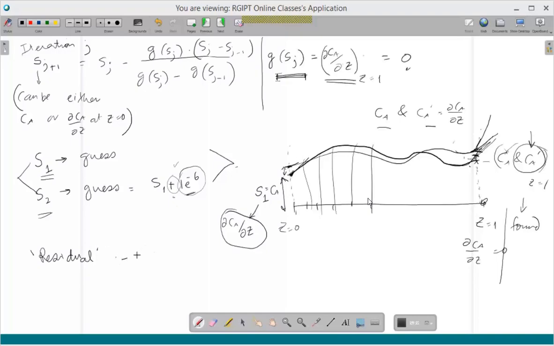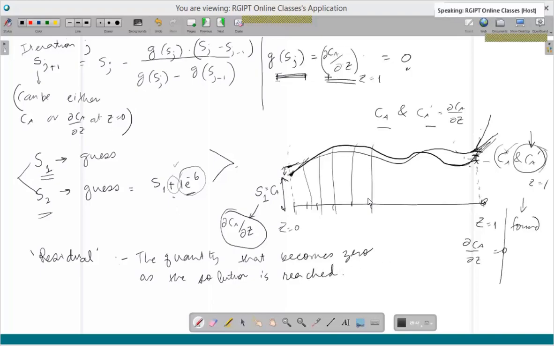Okay, the quantity that becomes 0 as the solution is obtained, as the solution is reached. Okay, so here my quantity that becomes 0 is this del C by del Z, right? As the solution is reached. So this gives you basically convergence, whether you have converged to the solution or not. Okay, this is basically G of S.